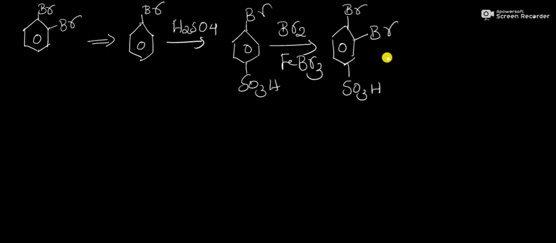Then how can you eliminate this SO3H group? When reacting with dilute sulfuric acid, this sulfonic acid group gets eliminated and it will be converted into ortho-dibromobenzene.